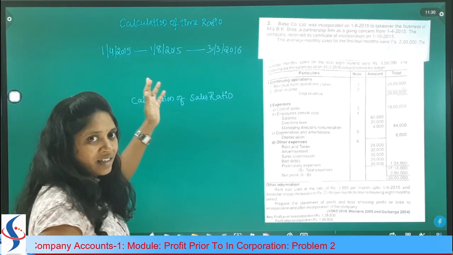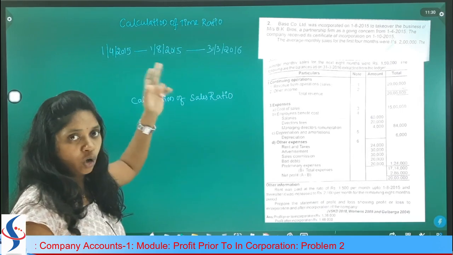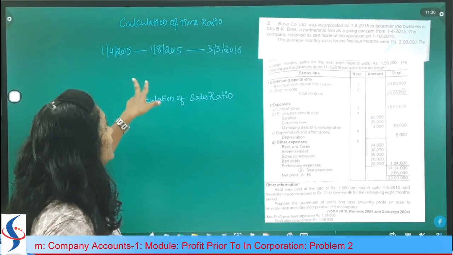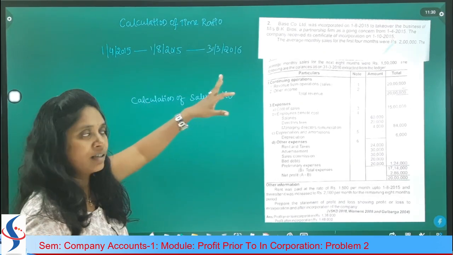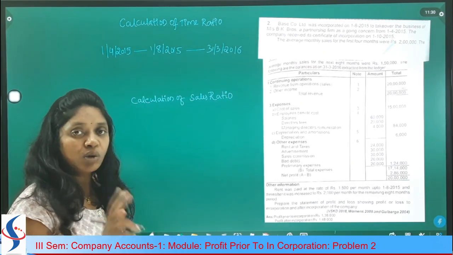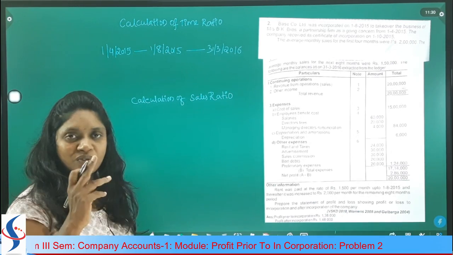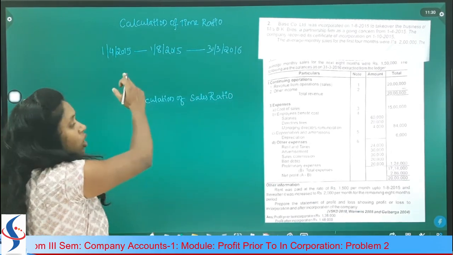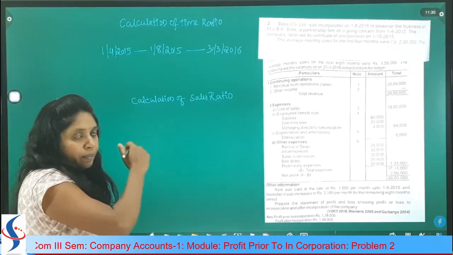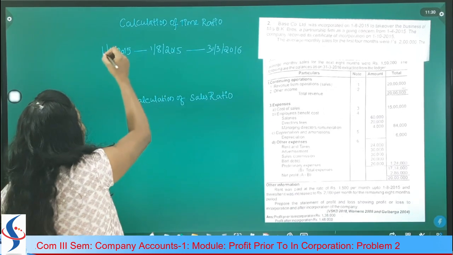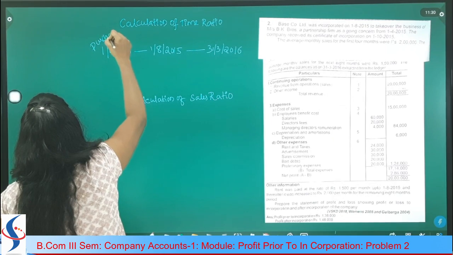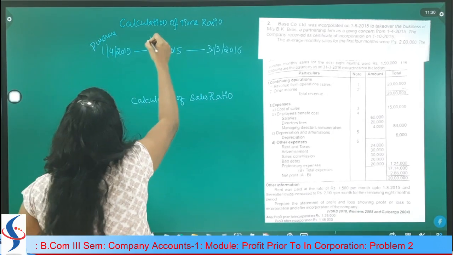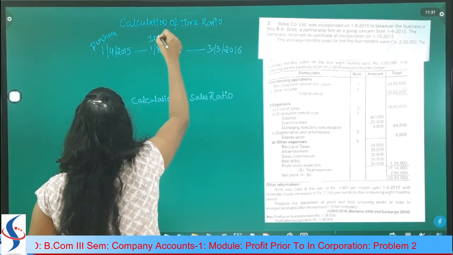So how to write these dates? We need to write these dates in chronological order. There are 2 years here, one is 15 and one is 16. I have written year 15 first and year 16 last. And even in the year 15, we have two dates, one is 1st April and one is 1st August. First, we need to write 1st April, then 1st August. 1st April is the purchasing date. 1st August is the incorporation date.